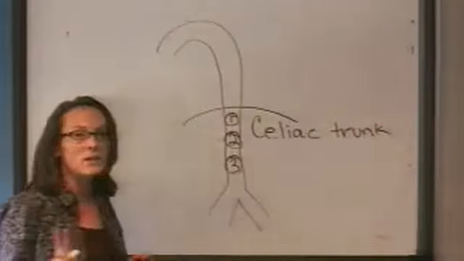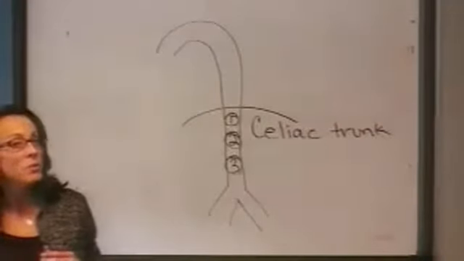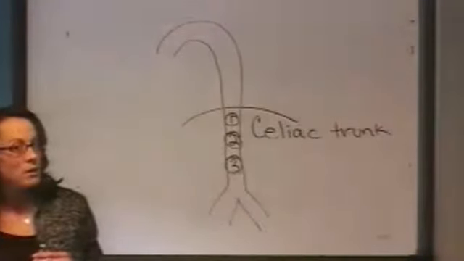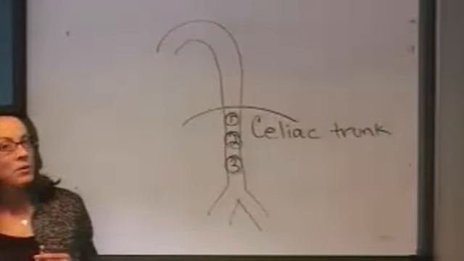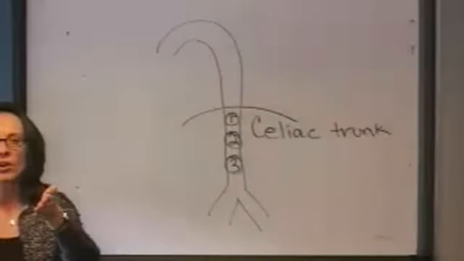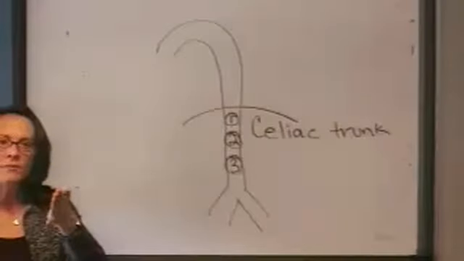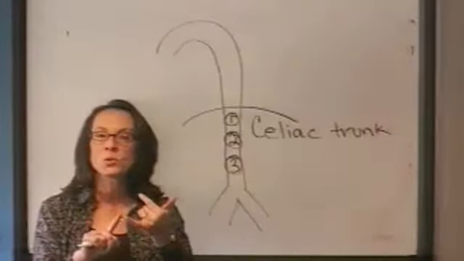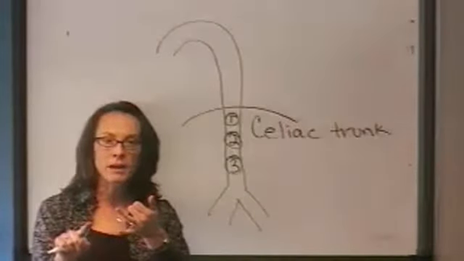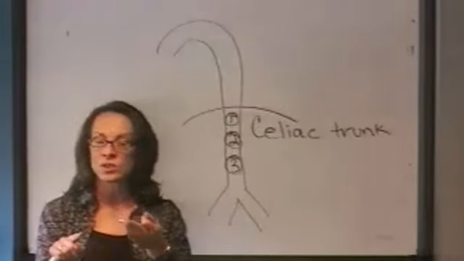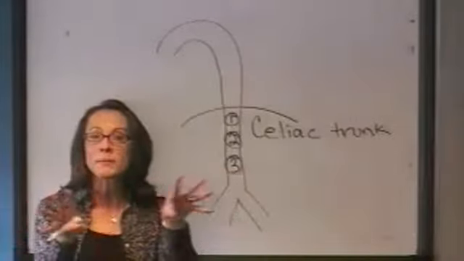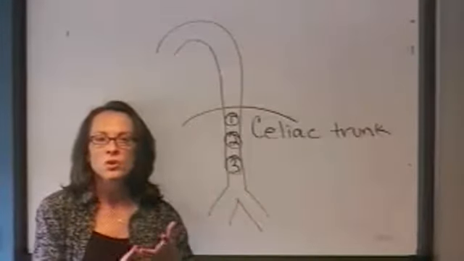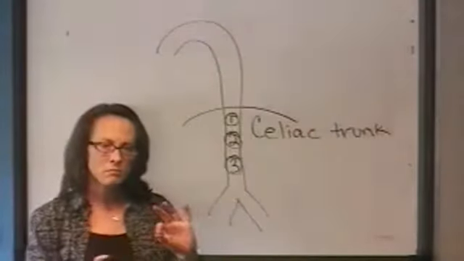So celiac trunk, this is all right in the notes, okay? Celiac trunk is the most superior. It's singular. It's not bilateral. Comes off the center anterior of the aorta. It splits off to splenic, gastric, and hepatic. So it goes to the spleen, the stomach, the liver. So celiac trunk has three primary branches that go to those organs.